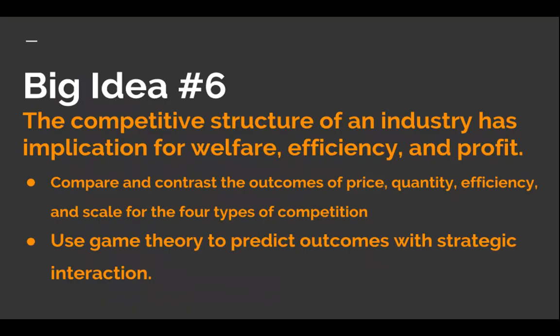The big ideas of this week are big idea number 6. The competitive structure of an industry has implications for welfare, efficiency, and profit. By the end of this week, you should be able to compare and contrast the outcomes of price, quantity, efficiency, and scale for the 4 types of competition. You should also be able to use game theory to predict outcomes with strategic interaction. While game theory can be extended to many players, we're going to restrict our analysis to just a simple 2-player game.